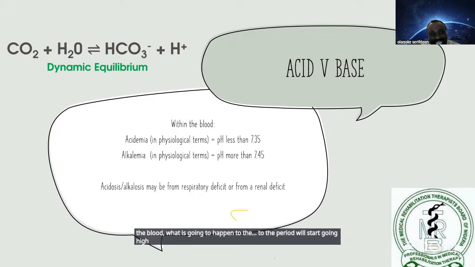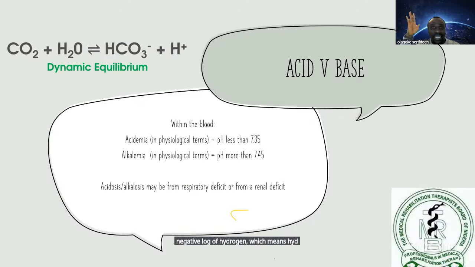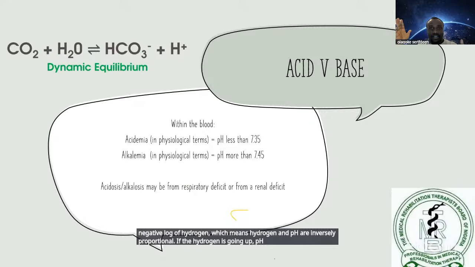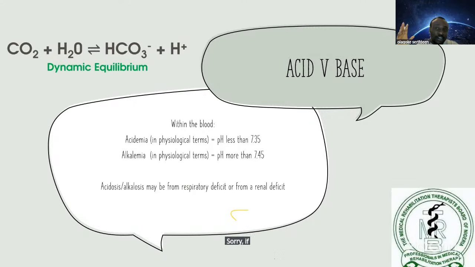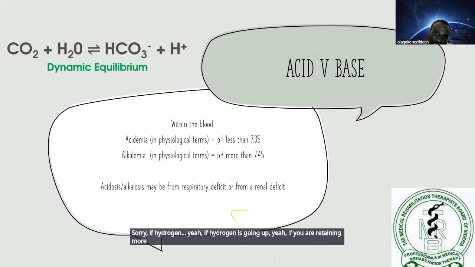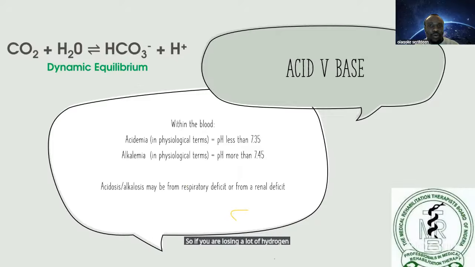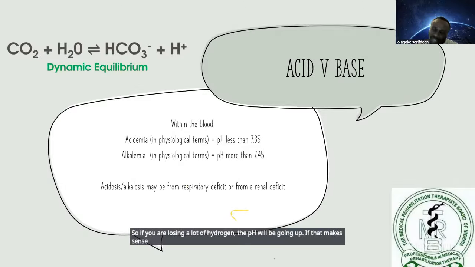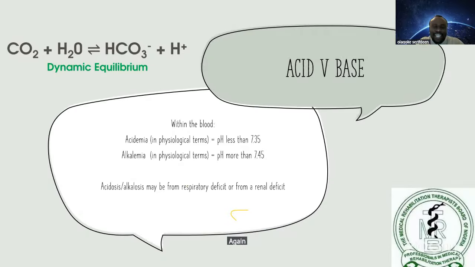If that makes sense, again, if it is difficult to remember the equation, pH is negative log of hydrogen, which means hydrogen and pH are inversely proportional. If hydrogen is going up, if you are retaining more hydrogen, the pH will be dropping down. So if you are losing a lot of hydrogen, the pH will be going up. If that makes sense to you. Again, let's make it clinical now.